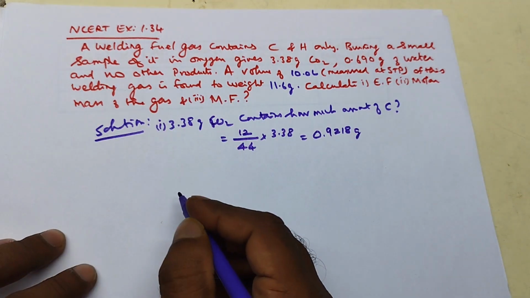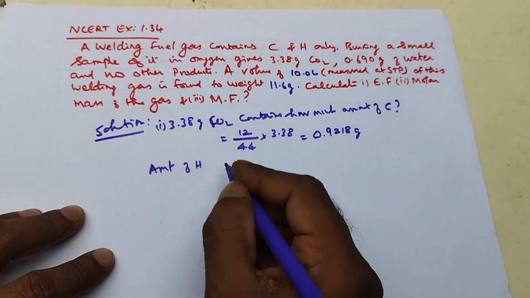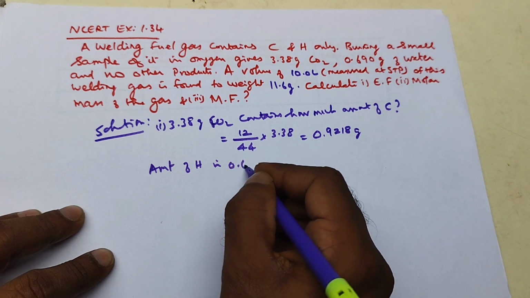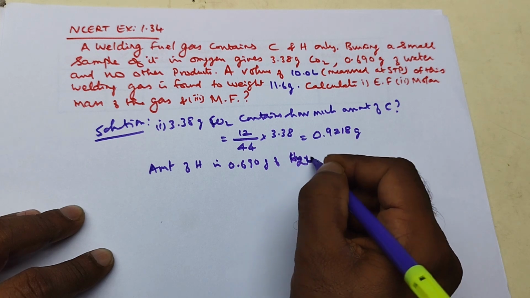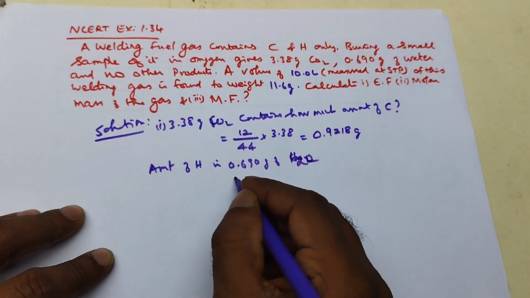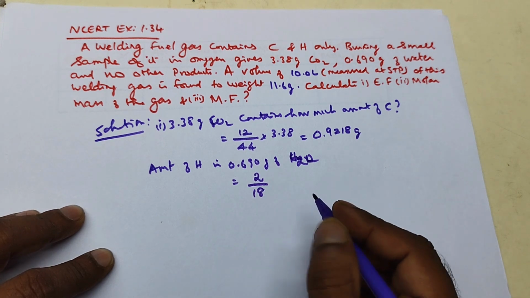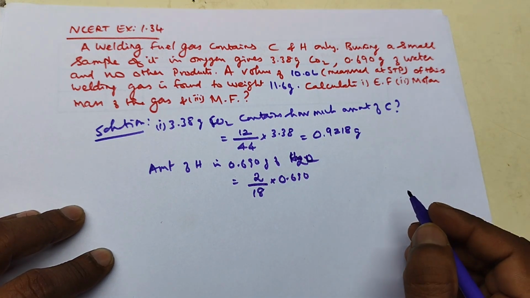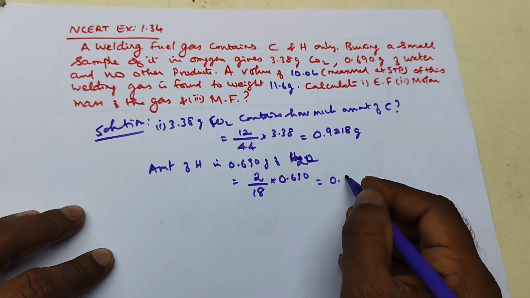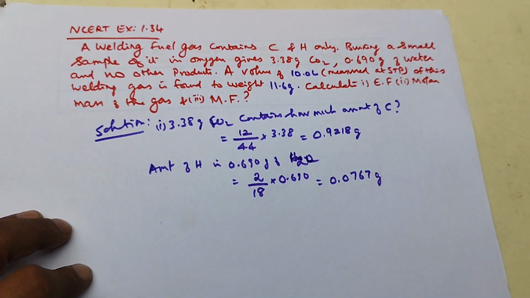Similarly, you can find out how much amount of hydrogen is in 0.690 gram of water, H2O. In H2O there are 2 hydrogen atoms, so 2 divided by 18, the molar mass of water, and the given is 0.690. If we simplify this, we are getting 0.0767 gram of hydrogen in 0.690 gram of water.